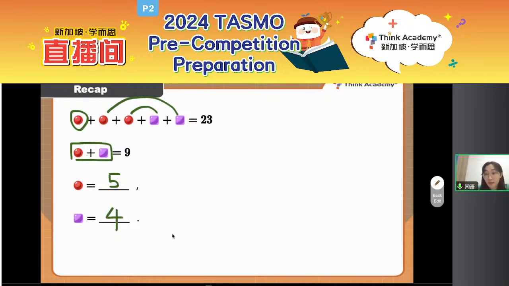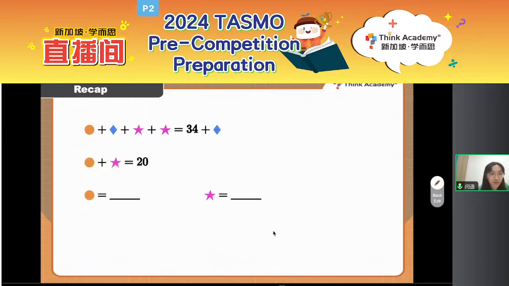So again, grouping method. To be honest, the grouping method is very important in P3, okay? For P2, most competitions will test you the replacement method, but for P3, most questions are about the grouping method. And then for the next one, here, circle, diamond, star, star equals 34 plus diamond, and then circle plus star equals 20. So what is the value of circle? What is the value of star? Again, 20 seconds for you.